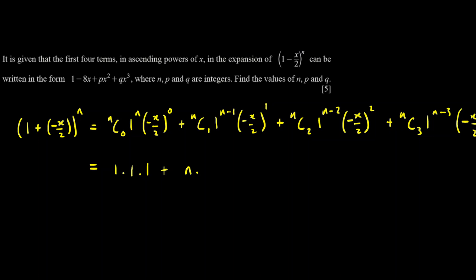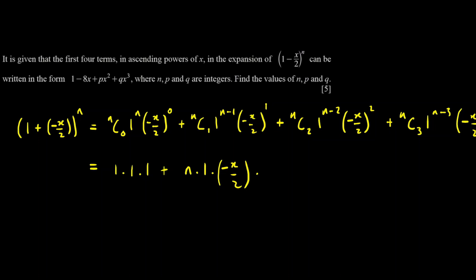Calculate 3C1, it'll give you 3. 4C1 will give you 4. 5C1 will give you 5. So nC1 gives you n. Okay. 1 to the power of n minus 1 is just 1. Negative x upon 2, well, that will give you negative x upon 2.